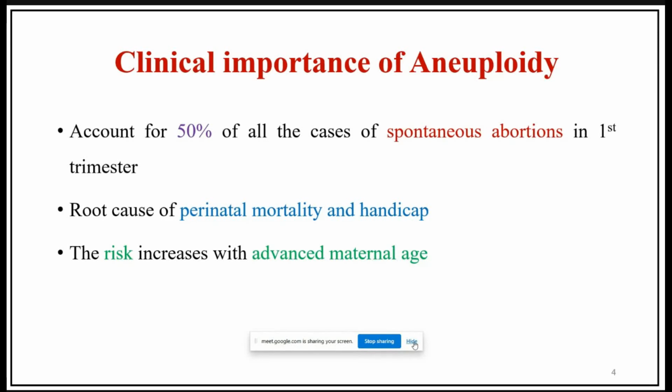Now, after understanding what is aneuploidy, let us begin with the clinical importance of aneuploidy. That is, why is it important to study about it? It actually accounts for 50% of cases of spontaneous abortion in the first trimester itself. And it is the root cause of perinatal mortality and handicap, for which the risk increases with advanced maternal age.